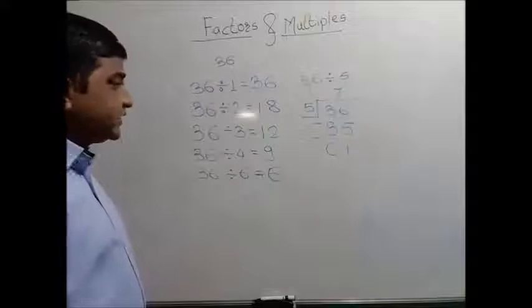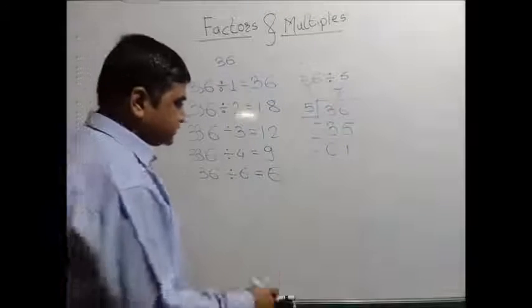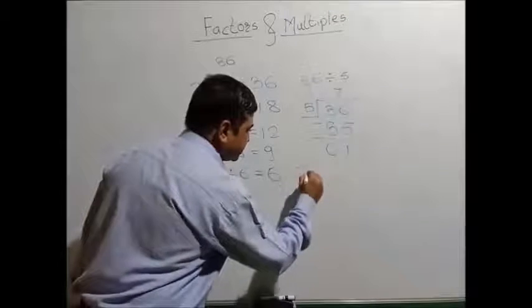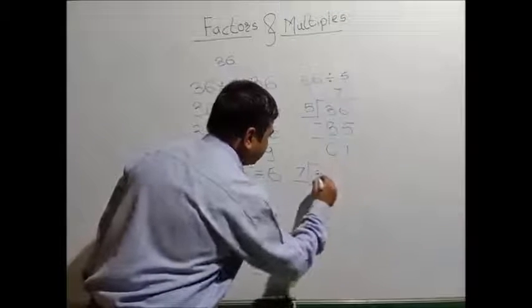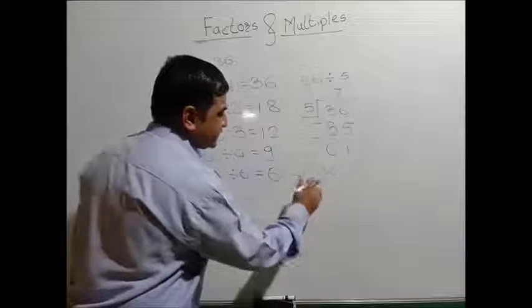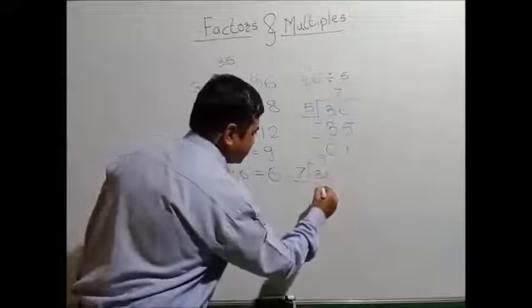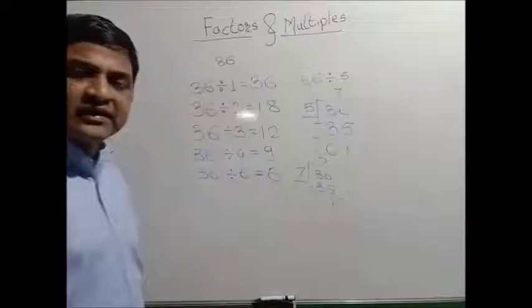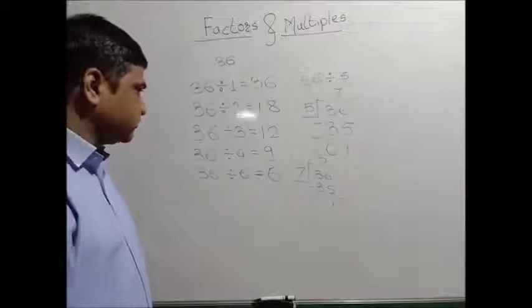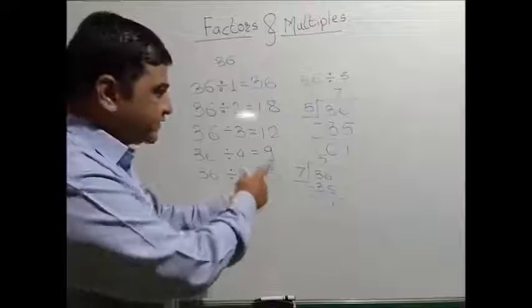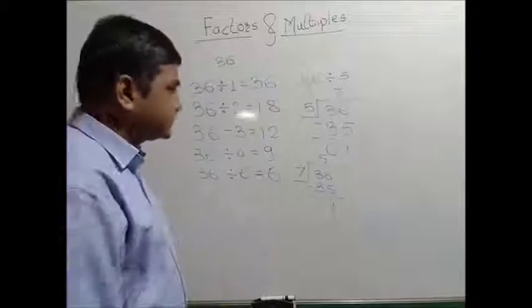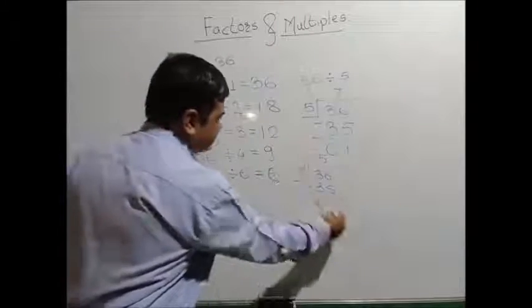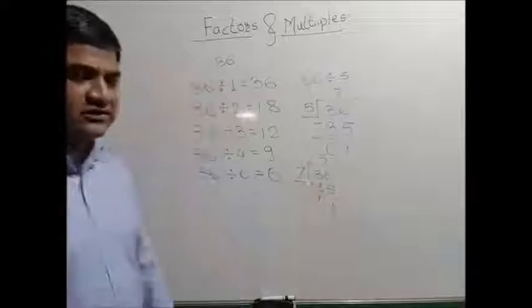Well, can 36 be exactly divided by 7? Let us do this. 36 is divided by 7. 7 5s are 35 again, and what remains is 1. In this case also we are getting the remainder as 1. So 7 is not an exact or perfect divisor of 36 and cannot be said to be a factor of 36.